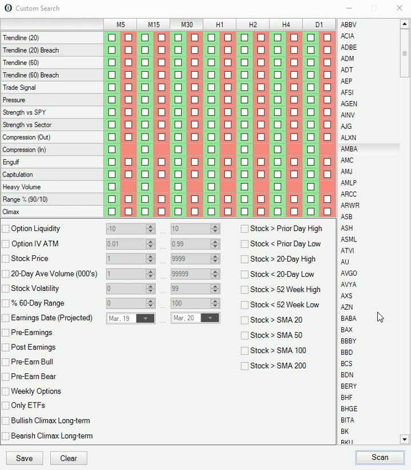Hello traders, today I'm going to introduce you to the most powerful scanner on the market. This is something I've been working on for over 9 years, and it includes a lot of my own proprietary indicators that you won't find anywhere else.